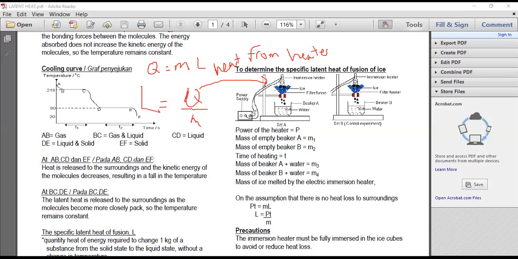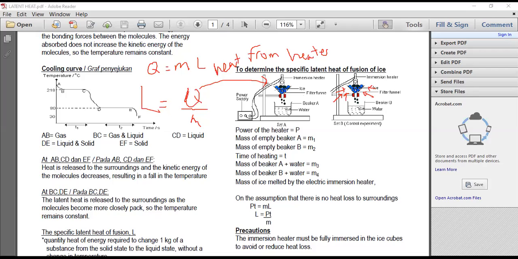Now the thing is, for this experiment, there will be two sets of apparatus. You see here the heater is not connected. Why? Because Q is the heat from the heater, and M is the mass of ice melted because of heat from the heater. If you don't put the heater, the ice will still melt anyhow because of heat from the surrounding.